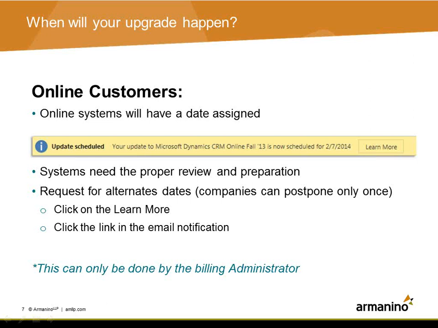You can do it one time, but to request an alternate date, you can either click on the Learn More on that pane inside of CRM, or those of you who are billing administrators should have received an email notification about this upgrade as well. And there'll be a link inside that email to request an alternate date. Now, it's important that this can only be requested by the billing administrator. So you don't have to worry about your general users going in there and making that decision for you.